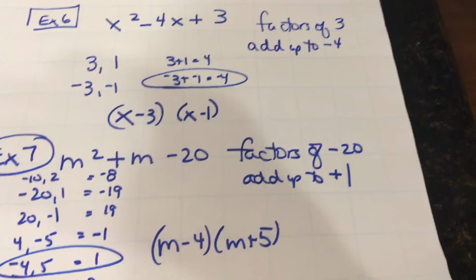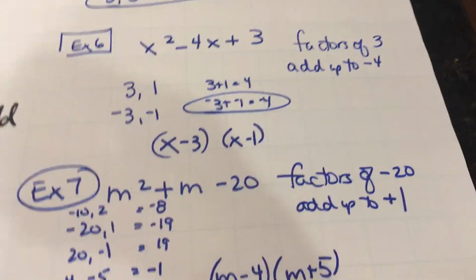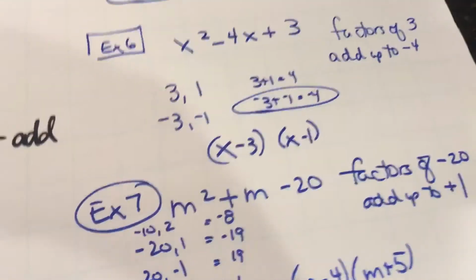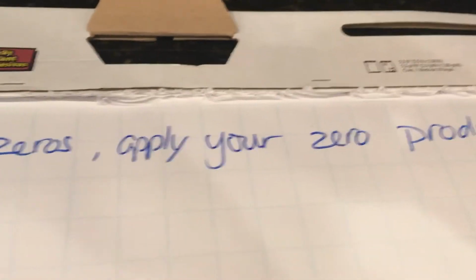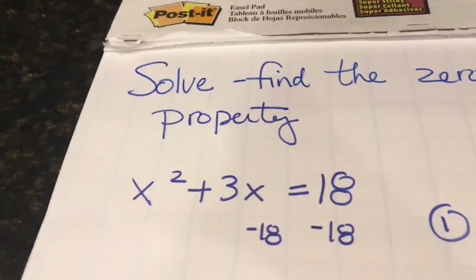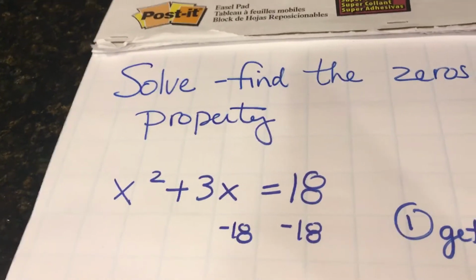Again, you're going to check by FOIL when you get done with each of these, and I want to see the check of FOIL on your paper. Okay, last two problems are going to be putting the two things that we've been working on here together. Remember, we said solve means find the zeros, apply your zero product property. Okay, so we have x squared plus 3x equals 18.